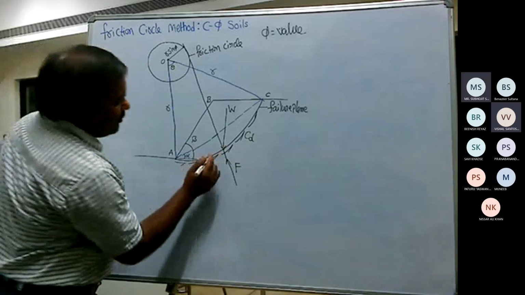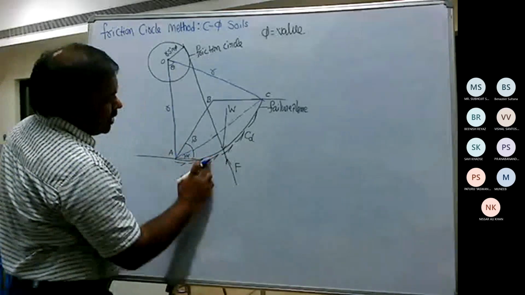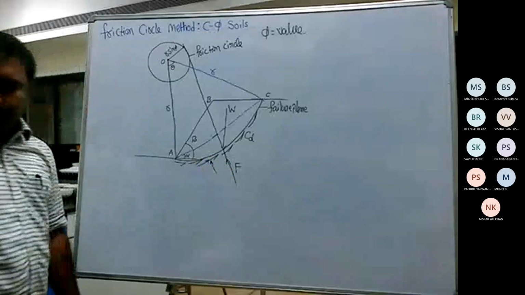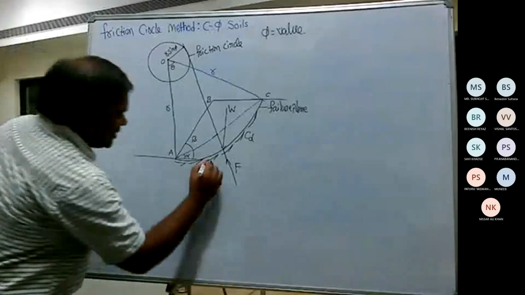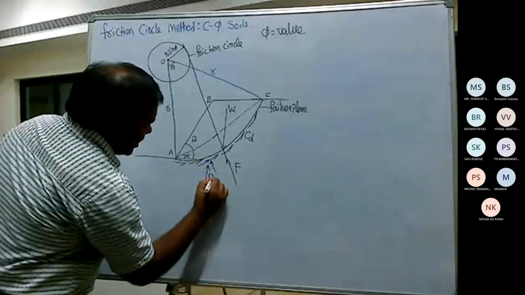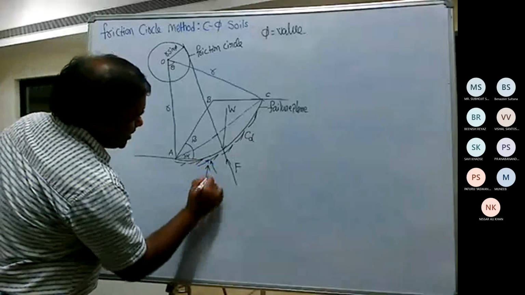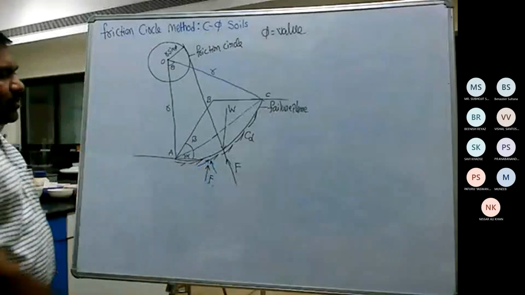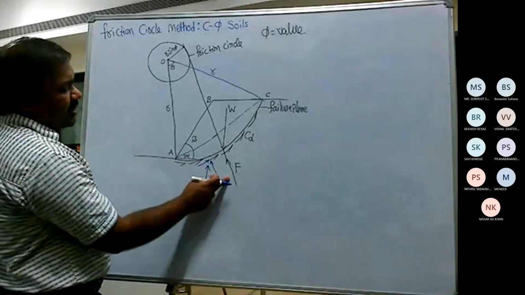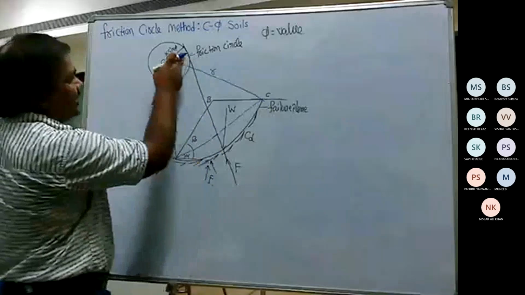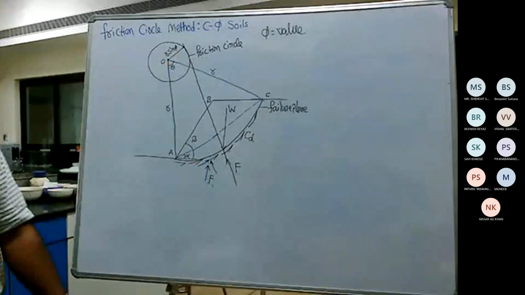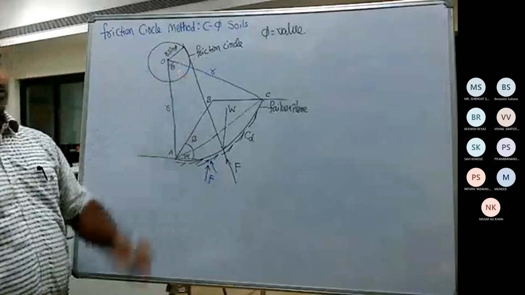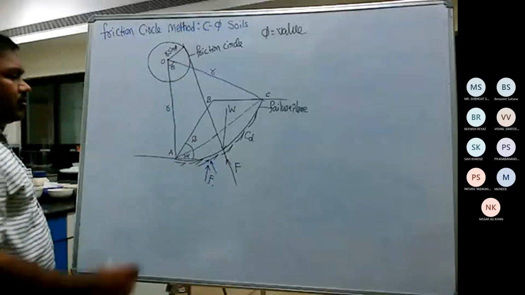See, suppose I take this point, so there is a normal force and there is a tangential force, and the resultant is R. Here I am taking this as F. The resultant is F. So as per this analogy, the line of action of the resultant is a tangent to the friction circle. So that's the fundamental concept.